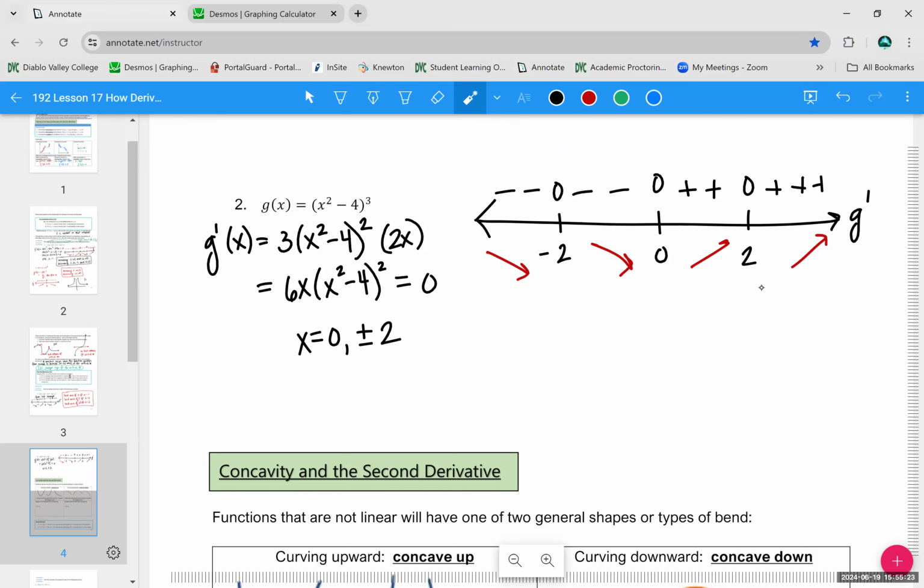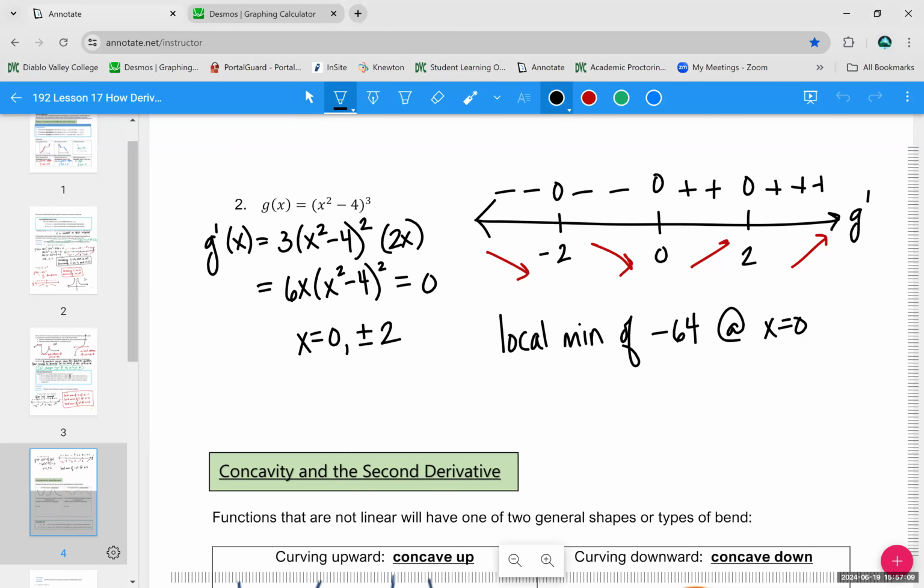So I do have a decrease, decrease. So there is no local extrema at -2, and I have an increase, increase. So there's no extrema at +2. And do you see how my arrows kind of show me that? But I do have a min. So if I plug in 0, I have a local min of -64 at x equals 0. And that is all that we have.